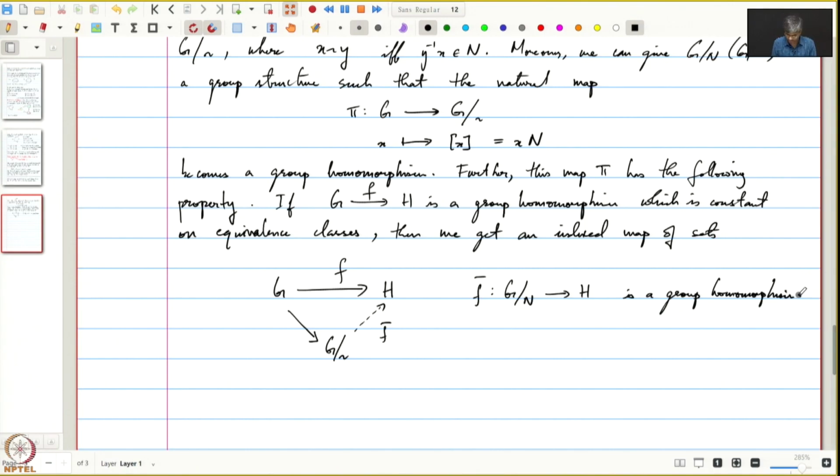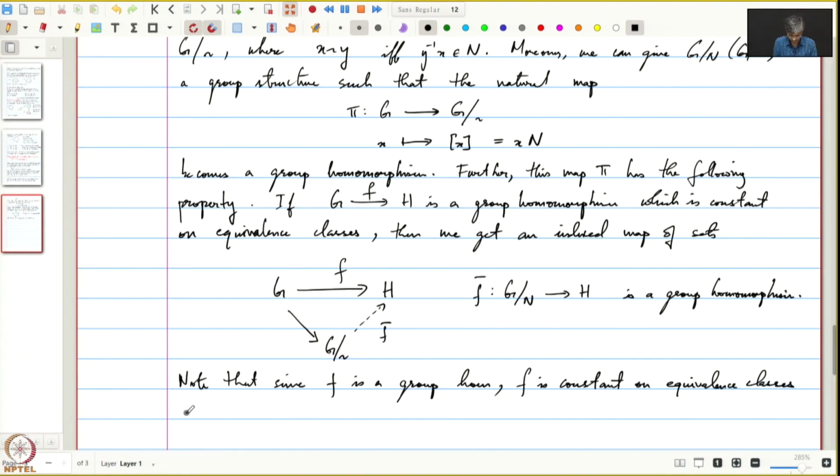Note that since F is a group homomorphism, F is constant on equivalence classes if and only if the normal subgroup N is contained in the kernel of F. So in the next lecture, we will see an analog of this concept for topological spaces.